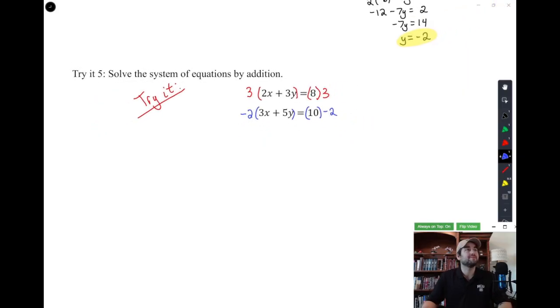And so let's try it 5. Give it a shot. Pause the video if you need to. And you can go and look at the solutions online if you're having trouble with it, to look at what the next step might be.